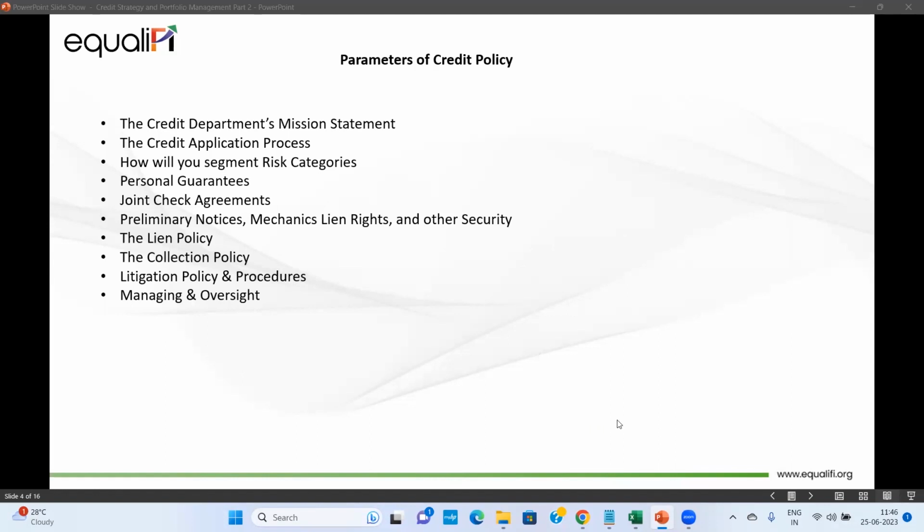The collection policy, very important policy. So in the credit policy, you have to make a collection policy. What is that collection policy? What could be the different aspects of collection policy? What could be different aspects of collection policy? Write down, please.